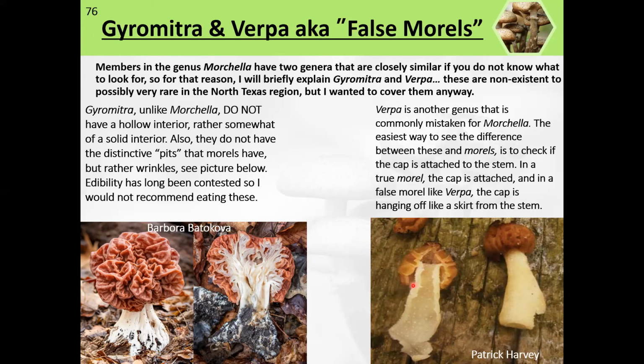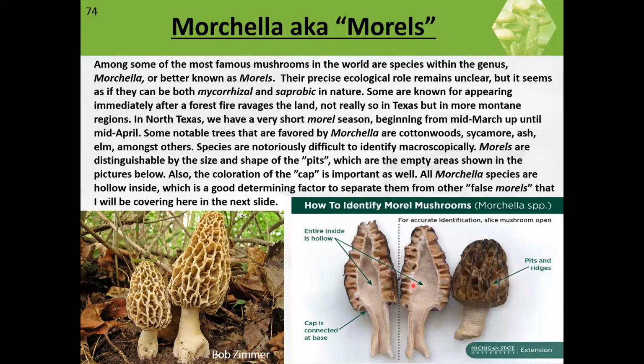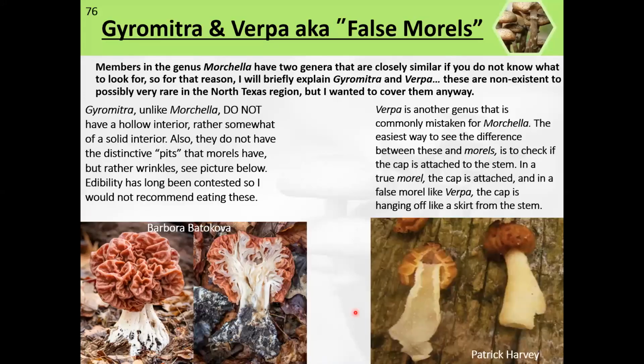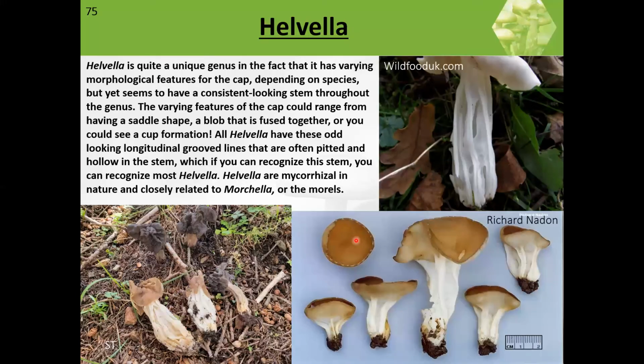Okay, so the main identifying factor is that the cap with Morchella is attached to the stem, right? And then you go to Verpa and it's basically hanging off like a skirt, so it's not attached to the stem. Verpa is commonly mistaken for Morchella. Some people say it's not edible; edibility is always contested between different people, right? So what one person says is edible, another person can have adverse reactions.